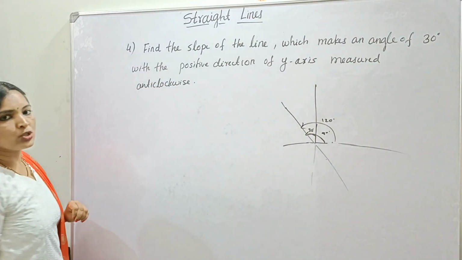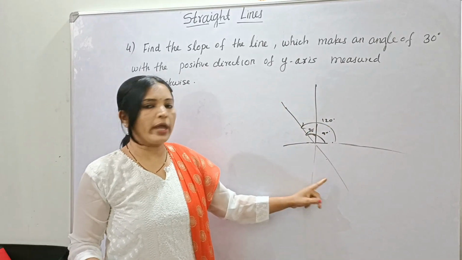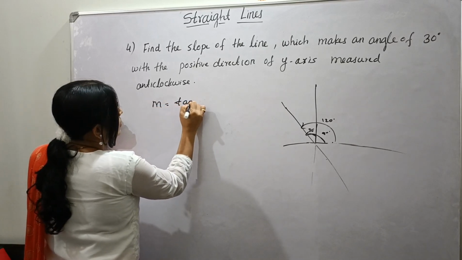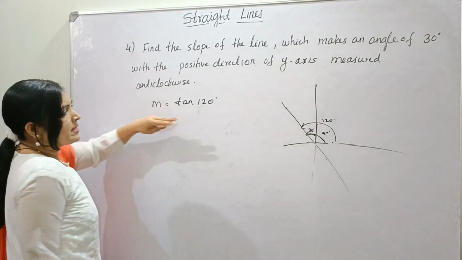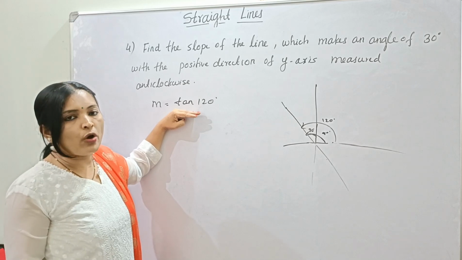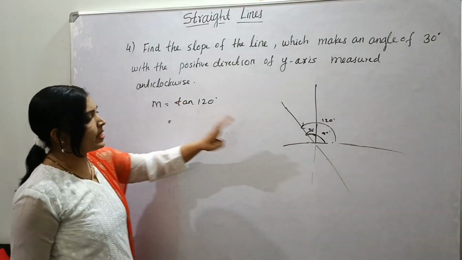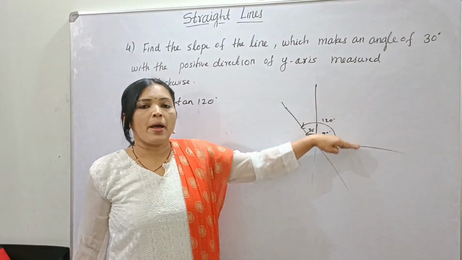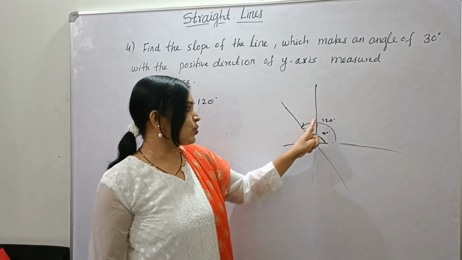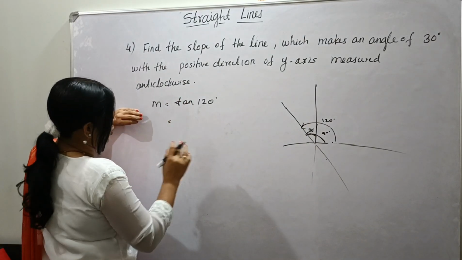Now we can find the slope. This 120 degrees is nothing but the inclination of this line. Therefore the slope m is equal to tan 120 degrees. That is the definition of slope: if theta is the inclination of the line, then tan theta is the slope. Inclination is nothing but the angle made by the line with the positive x-axis measured in the anti-clockwise direction. So here it is 120 degrees, so tan 120 is the slope of the line.